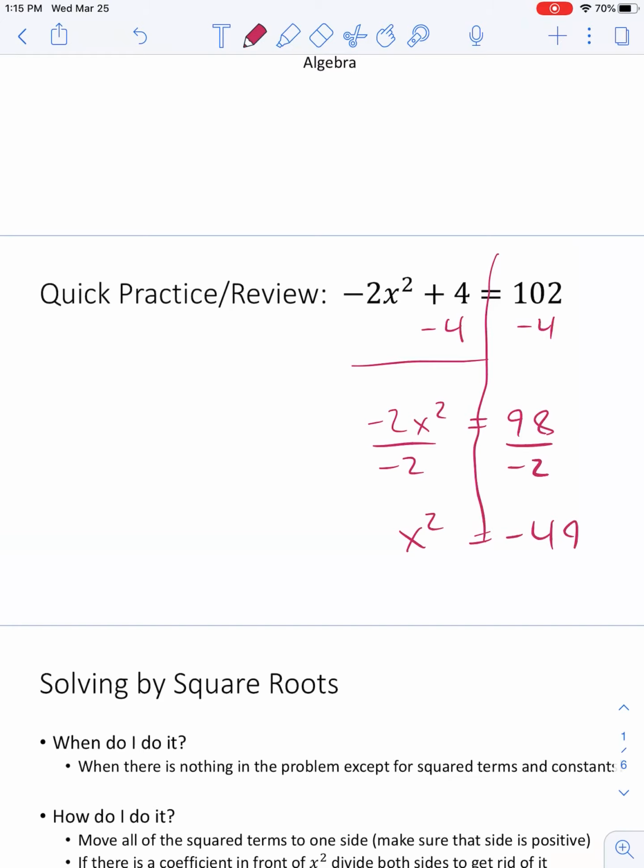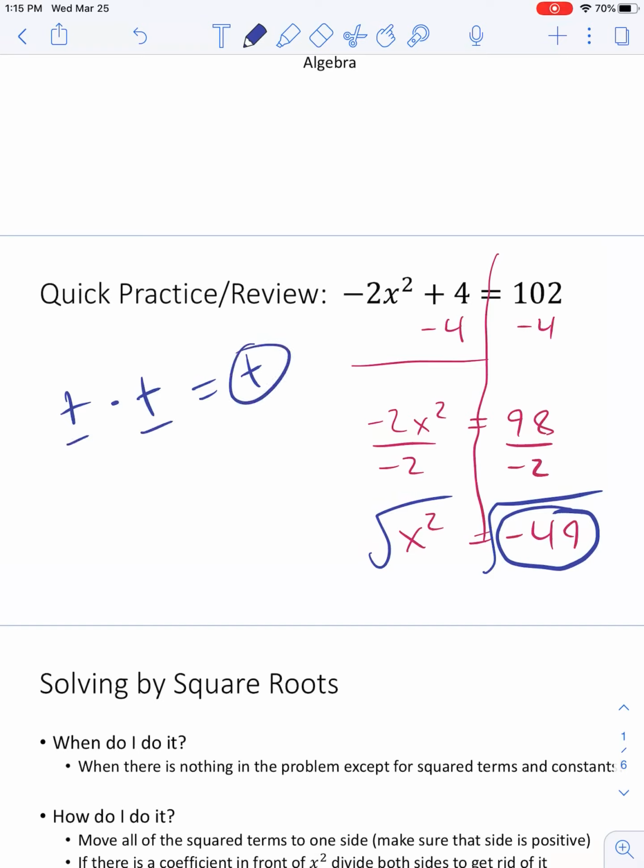Now this is an issue for us, and that's why I wanted to talk about this problem. We can't square root a negative. If we tried, it's actually impossible, because a square root means what times itself equals the original number. So what times itself equals negative 49? Well, a positive times a positive gives back a positive. And a negative times a negative also equals a positive.